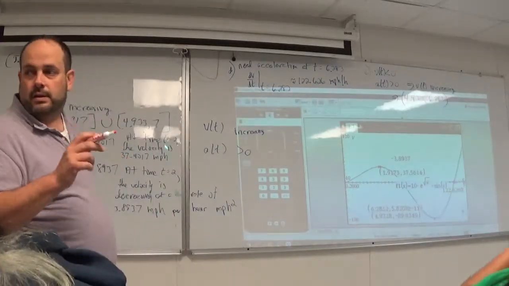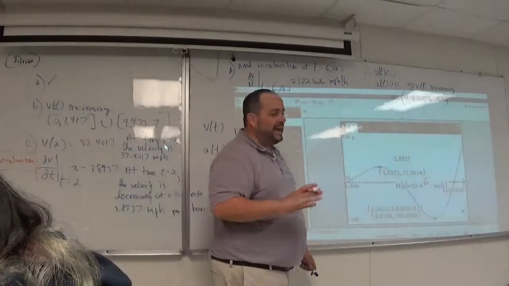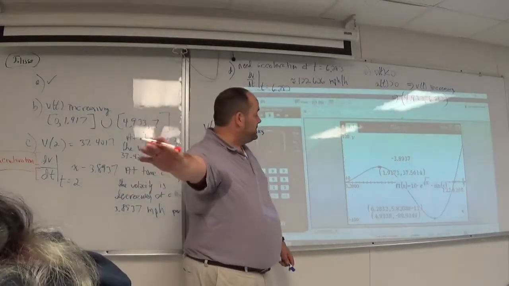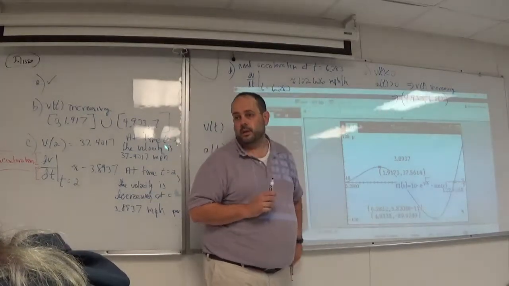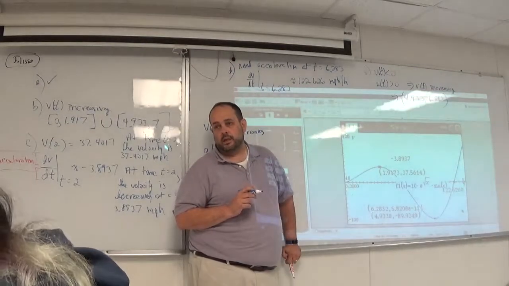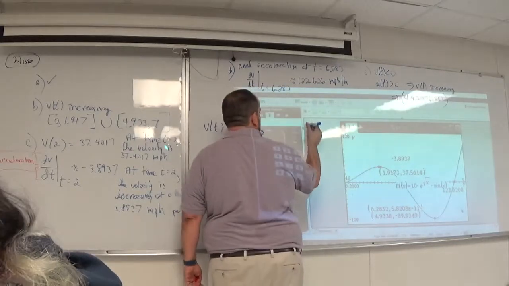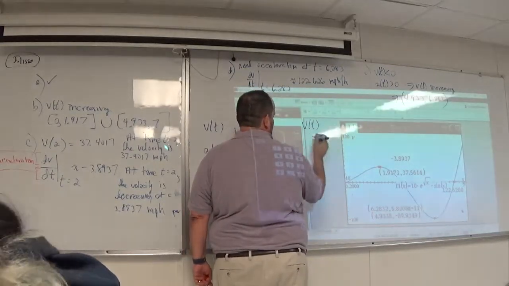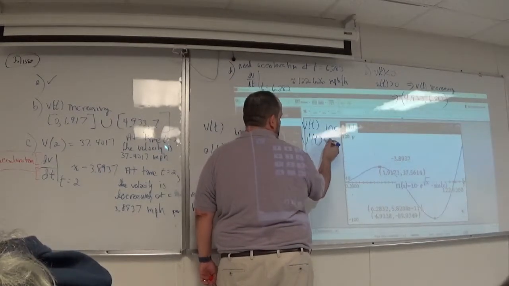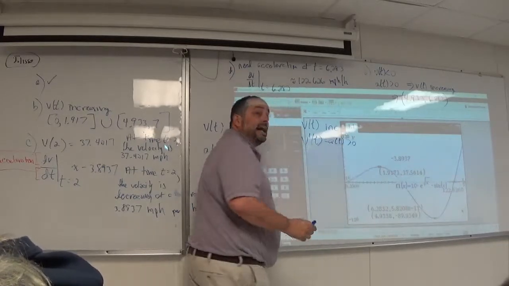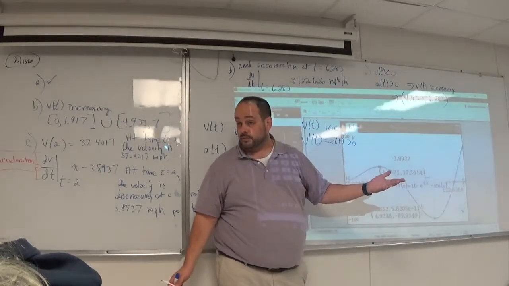I'll take anything from anybody. Jeanette, something that you know. When v of t is above the x-axis, v prime of t is going to be greater than 0. I just heard you say v of t above the x-axis. Or increasing. That's what I wanted to hear. If v is increasing, then v prime, which is acceleration, has to be positive. So when the blue graph increases, the red graph is positive.